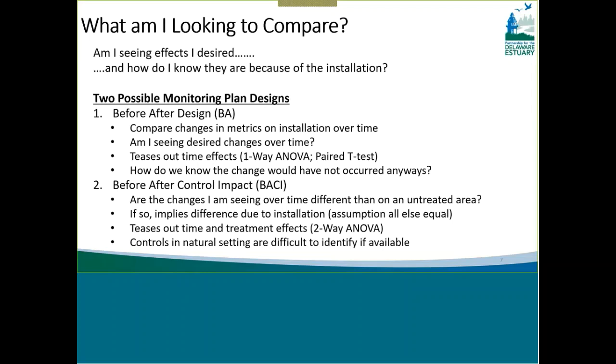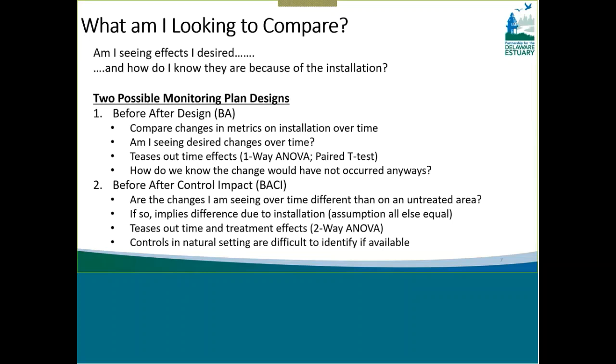And all that means is you're looking at the place you did your thing on your living shoreline and a place near it that's like it that you didn't do anything, and you're looking at the same things at both places before you install and after. So then you can start to ask the questions, well, are the changes that I'm seeing over time different on my living shoreline than on my area where I didn't do anything? And if so, that can imply a difference due to the installation you did, assuming everything else is equal.